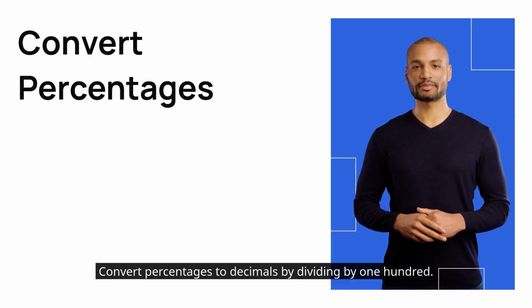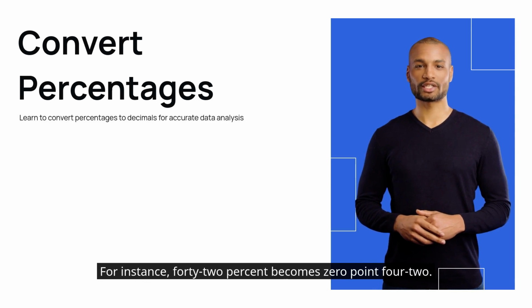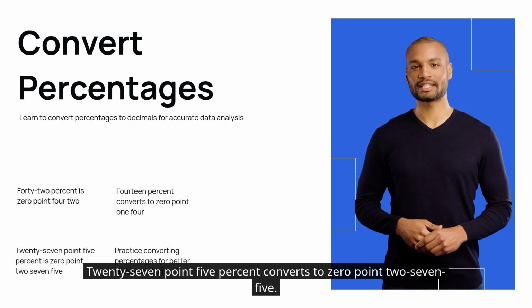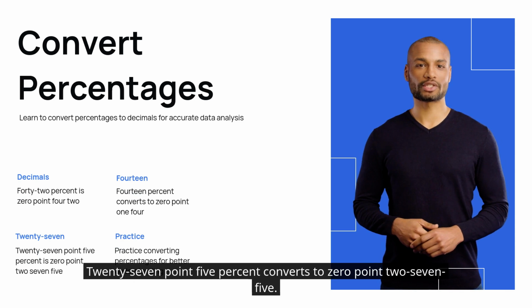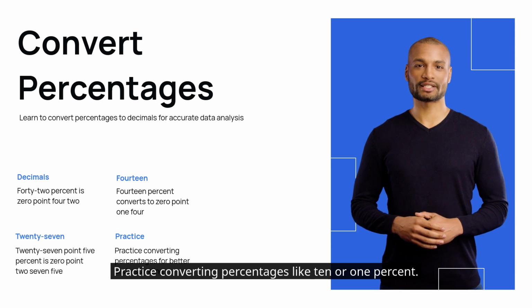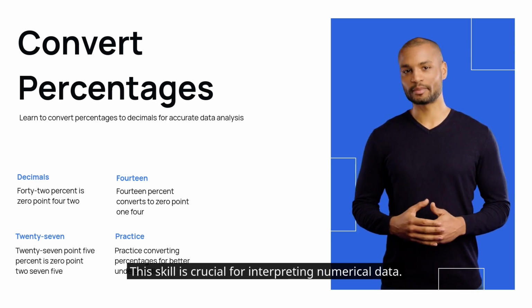Convert percentages to decimals by dividing by 100. For instance, 42% becomes 0.42. 14% is 0.14. 27.5% converts to 0.275. Practice converting percentages like 10% or 1%. This skill is crucial for interpreting numerical data.